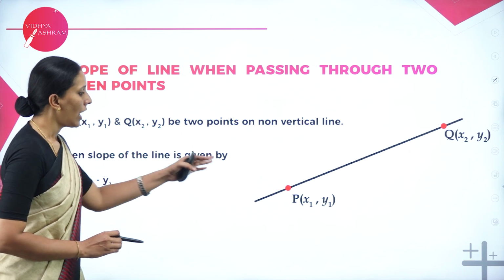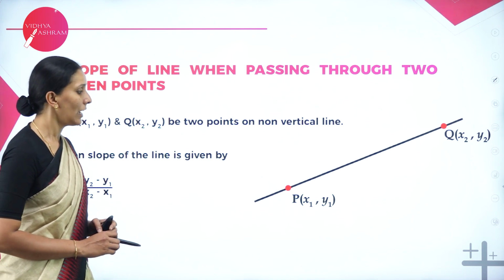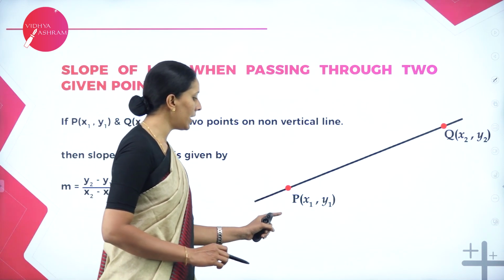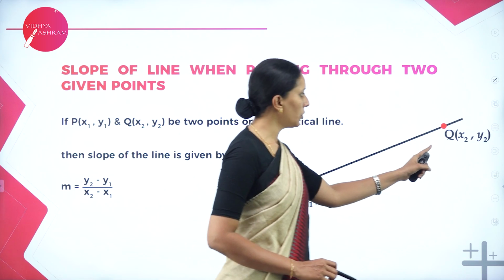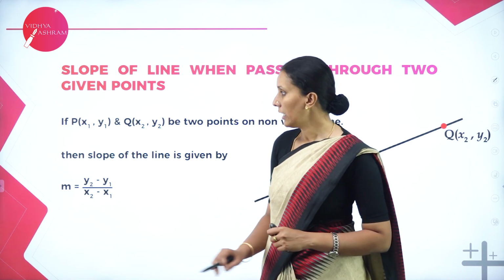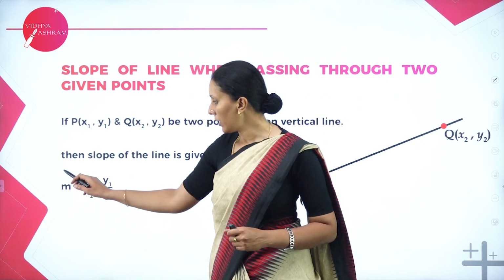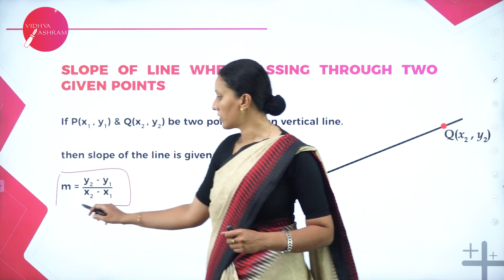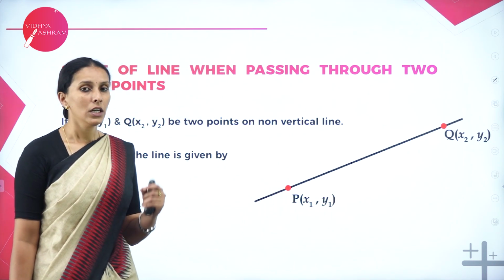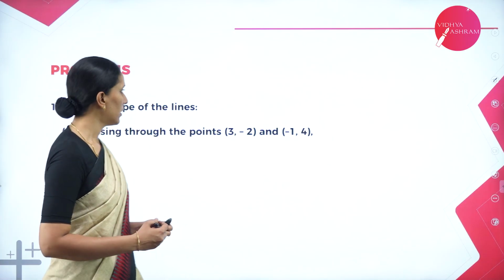Now here, I am taking a line L, which is not making any inclination here, but 2 points are given. In such a case, if P(x1, y1) and Q(x2, y2) are the points on the line, then the slope of the line is given by y2 minus y1 divided by x2 minus x1. So this is the formula to find the slope of a line whenever 2 points on the line are given. Now let us take the problems.